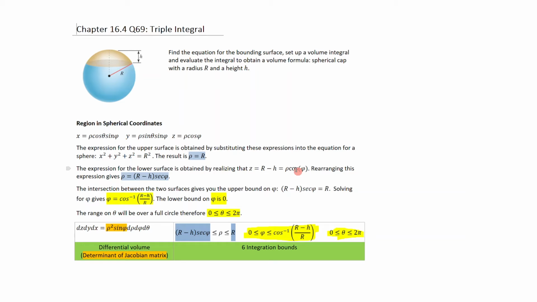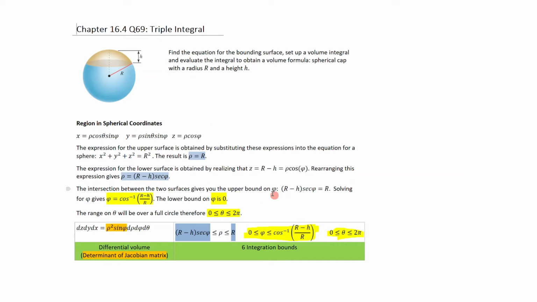Now we can rearrange this because we want it in terms of rho. So if you divide through by cos phi on both sides, you end up with rho equals r minus h sec phi. Now the intersections between these two surfaces, that is the surface rho equals r, which is this upper surface, and rho equals r minus h sec phi, which is this lower surface, right?